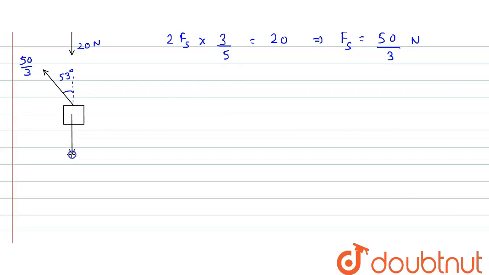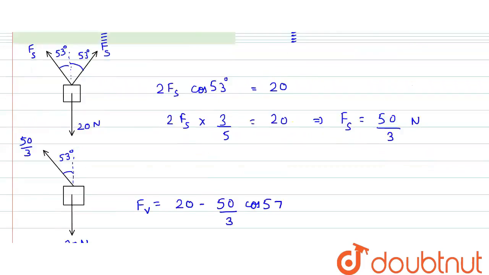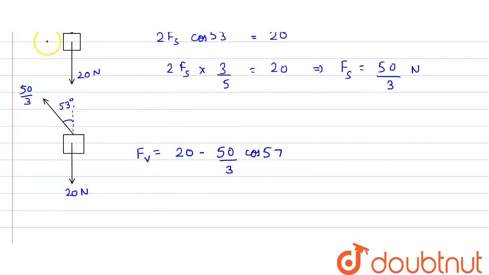And this is our vertical component of the weight. In the downward direction, the weight is 20 Newton. There would be an unbalanced force in the horizontal and the vertical direction. What is the unbalanced force in the vertical direction? It would be 20 in the downward direction minus the vertical component of 50 by 3, which is 50 by 3 cos of this angle. This angle is 53.